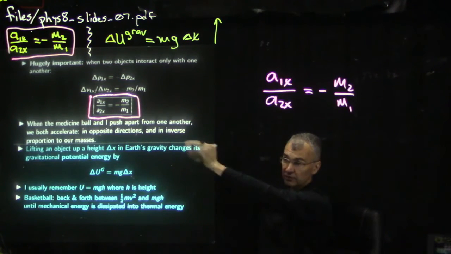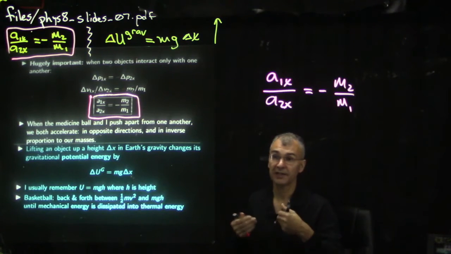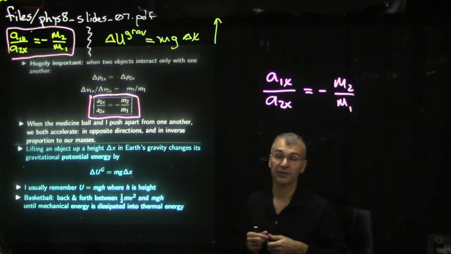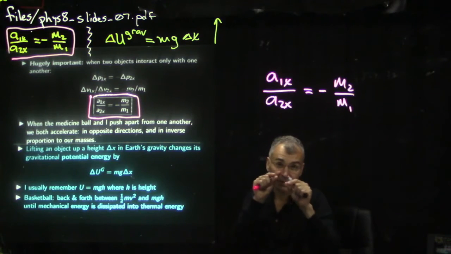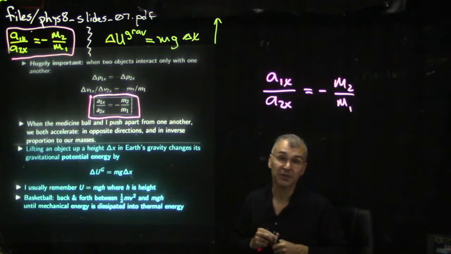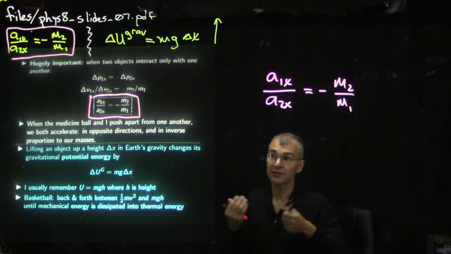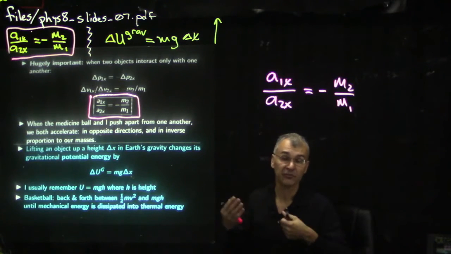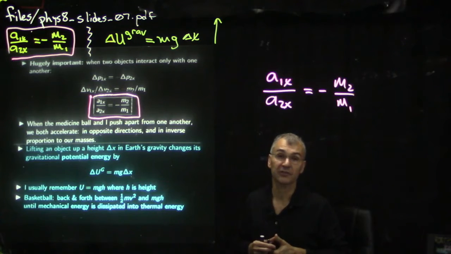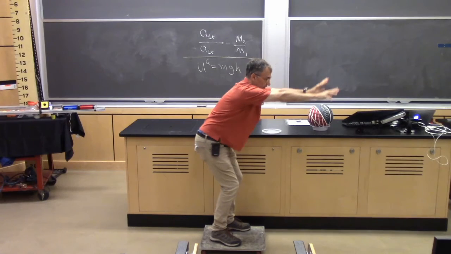So you see me throw the medicine ball, and you see me recoil, and you see that my change in velocity is basically about 1/10 and in the opposite direction from the medicine ball's change in velocity. And if you were to look infinitesimally, frame by frame, then you would see that my acceleration is about 1/10 and in the opposite direction. So it's about minus 1/10 of the medicine ball's acceleration. So let's see if we can see that.